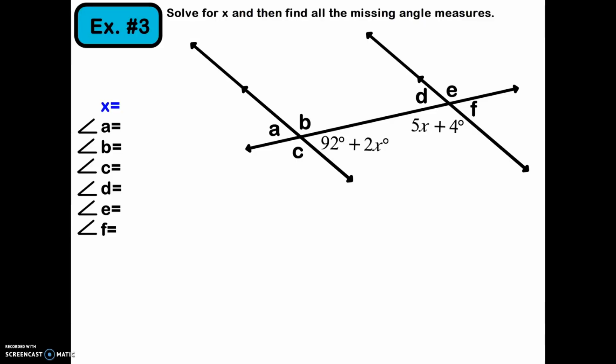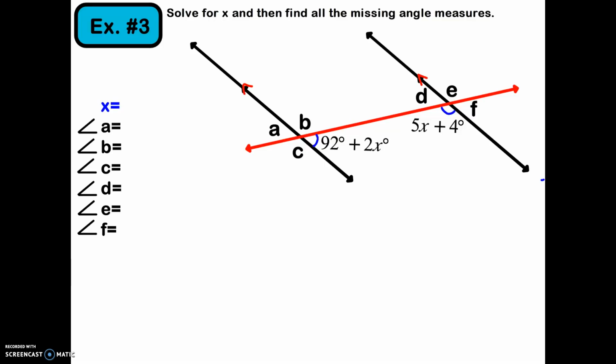Here in example 3, we have another set of parallel lines, once again noted by our arrows here. I'm going to go ahead and find the transversal and make it red. Right there, it's cutting through. Just because the parallel lines are angled differently this time, that does not matter. I need to solve for x, so I'm going to look at what angles I'm given that I need to find: 92 degrees plus 2x degrees and 5x plus 4 degrees.